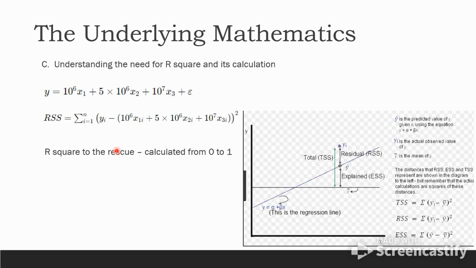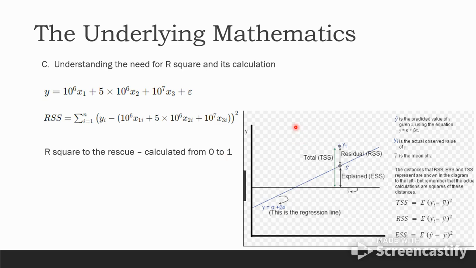R square comes to the rescue because it is calculated from 0 to 1. Otherwise, this sum could be a huge value, some in millions, then some in tens. R square is simply a term which ranges from 0 to 1. It does not have to be in millions or tens or hundreds. And this will give us the efficacy of the simple linear regression model that we are building, and that line that we are trying to arrive at.